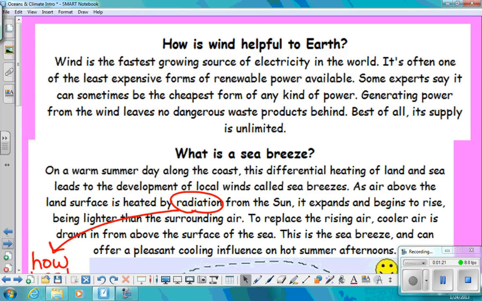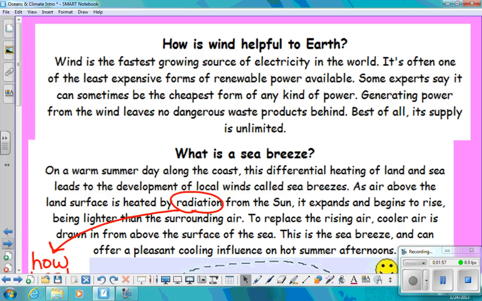So how is wind helpful to Earth? And you can think about this in your own experience, but how has wind been helpful to you? Well, for Earth and many people on Earth, wind is the fastest growing source of electricity in the world. It's often one of the least expensive forms of renewable power available at this time. Some experts say that it can sometimes be the cheapest form of any kind of power. Generating power from wind leaves no dangerous waste products behind. Best of all, its supply is unlimited.